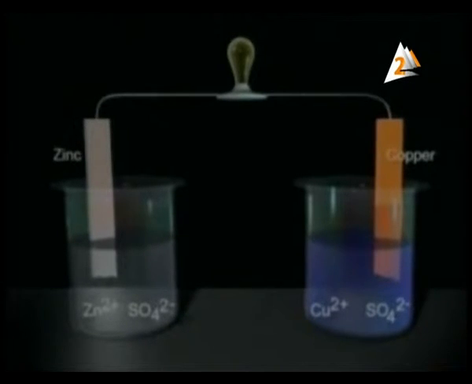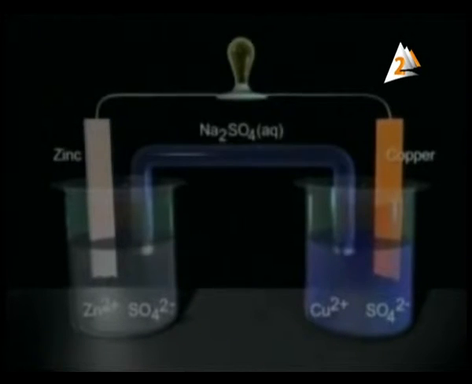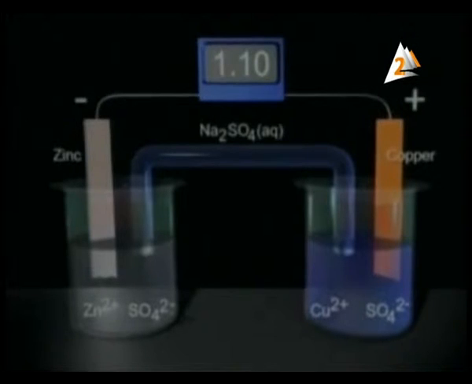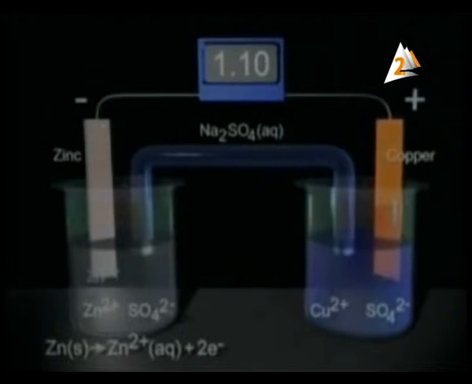We have zinc sulfate, which decomposes into Zn2+ and SO4 2-. We have a salt bridge between them, containing sodium sulfate. The other half, copper sulfate, also decomposes into copper ions and sulfate. Now, what about the reading we see above the lamp? Here the lamp shows 1.1 volt. So we have electric energy produced from this cell, produced from the chemical reaction.